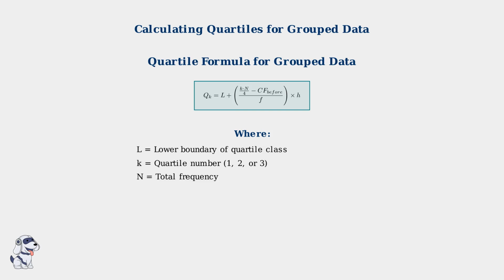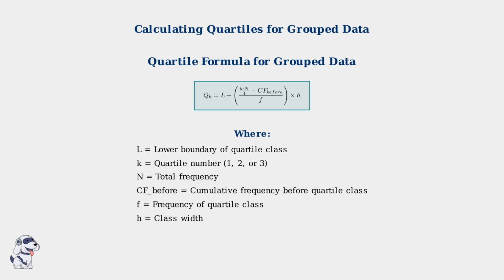L is the lower boundary of the class containing the quartile, K is the quartile number, and N is the total frequency. CF before represents the cumulative frequency before the quartile class, F is the frequency of the quartile class itself, and H is the class width.